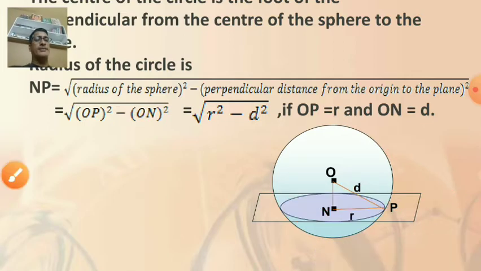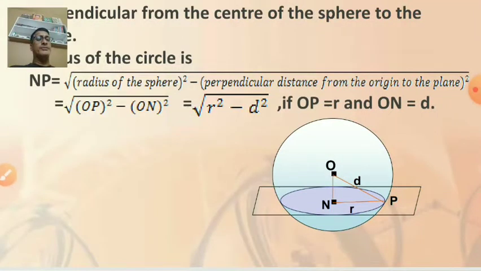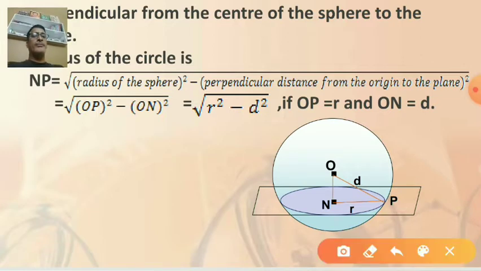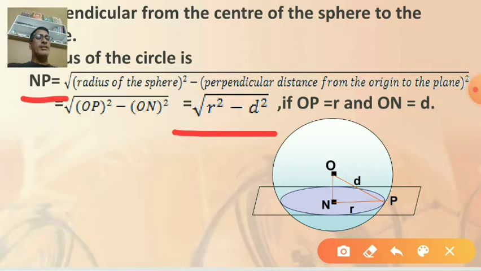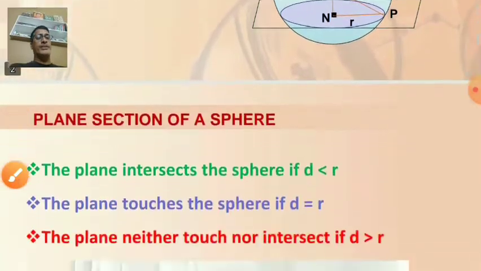Center of the circle is nothing but foot of perpendicular of O onto the plane, and also the radius of the circle can be obtained by this formula: NP is equal to root r square minus d square, where r is the radius of the sphere and d is perpendicular distance from center of this sphere to the plane. By applying this principle, root r square minus d square, we can find the radius of the circle.